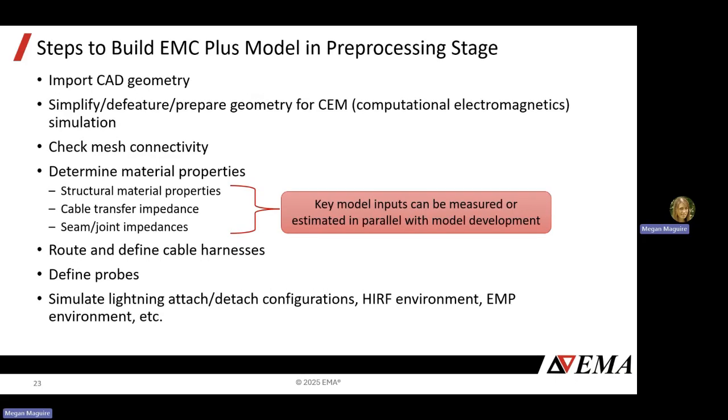So steps for building the model. First you import your CAD geometry, and then you simplify it or defeature it. You mesh and check the mesh connectivity. You determine your material properties, so your structural material properties, cable transfer impedances, and seam and joint impedances. Those 3 can be measured at the same time as when the model is being developed, and then those values can later be updated. You want to then route and define cable harnesses. I tend to do this later in the model development stage, just because you have to keep in mind how the mesh of those interacts with the mesh of the structures. And then lastly, you want to define your probes before simulating your environment.